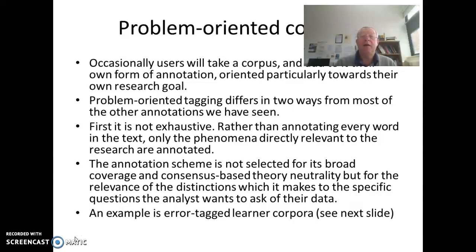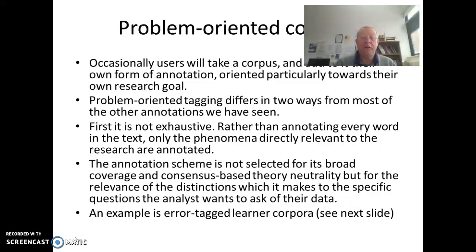Problem-oriented tagging differs in two ways from most of the other annotations we have seen. First, it is not exhaustive. Rather than annotating every word in the text, only the phenomena directly relevant to the research are annotated.